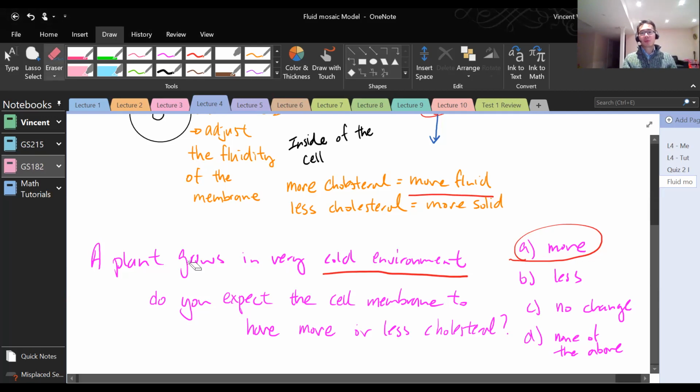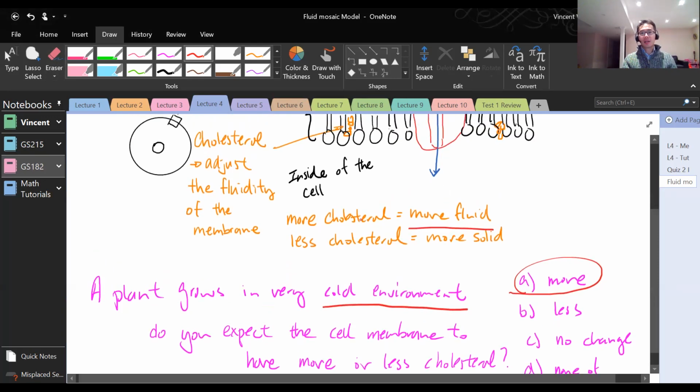So of course the converse is true. If the plant grows in a very hot environment, like a desert plant, then you would expect it to have less cholesterol because it's so hot. The membrane is already so fluid, so you want to counteract that by having less cholesterol. I hope that makes sense.